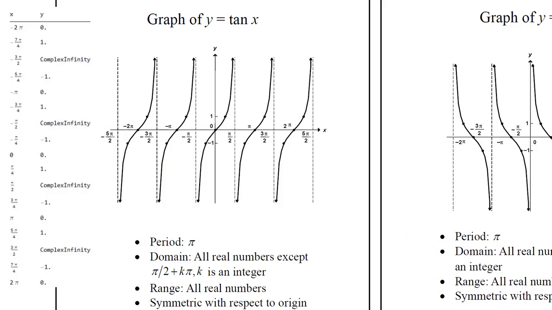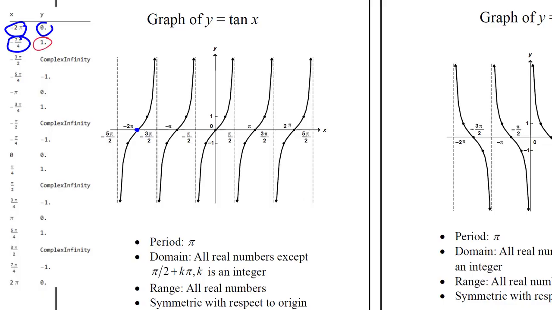Now we look at the graph of y equals tangent x. First, let's try x equals -2 pi. Here, y is 0. At -2 pi, y is 0. At -7 pi over 4, we get 1.